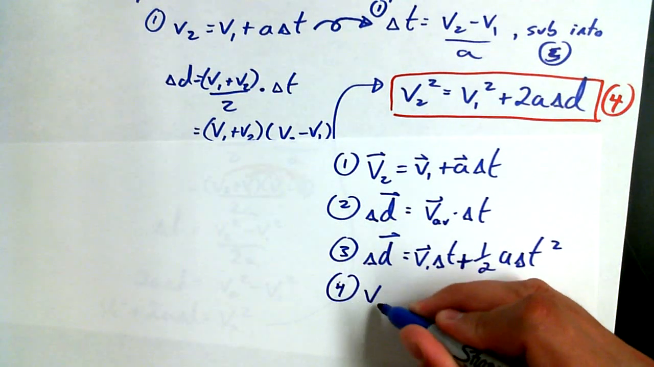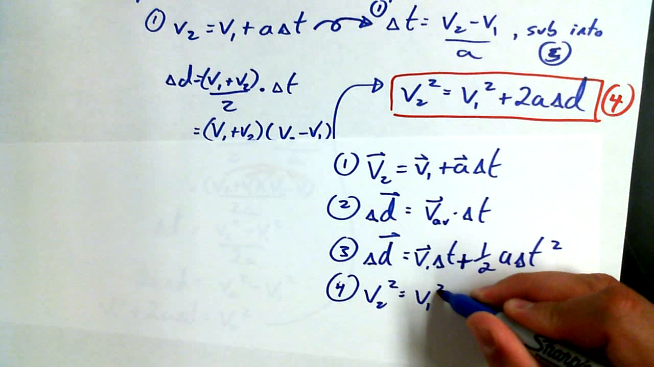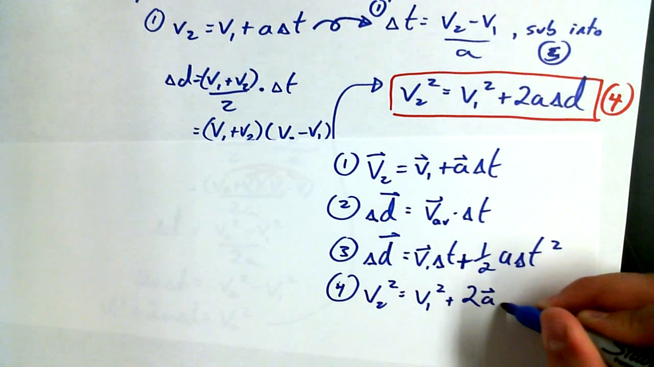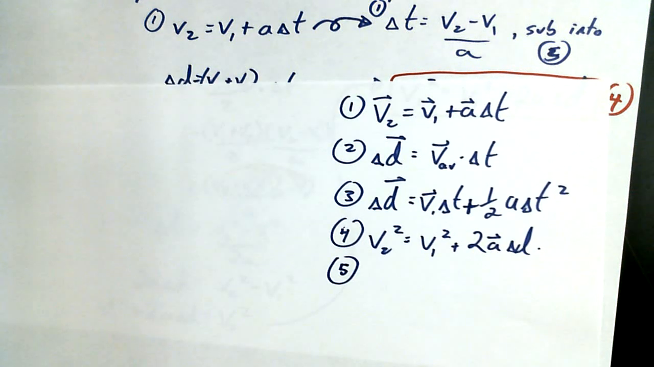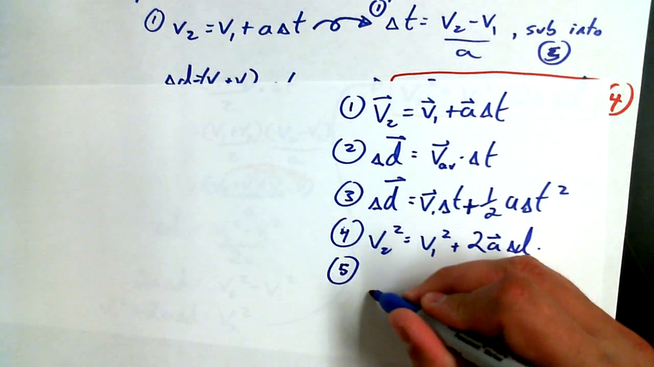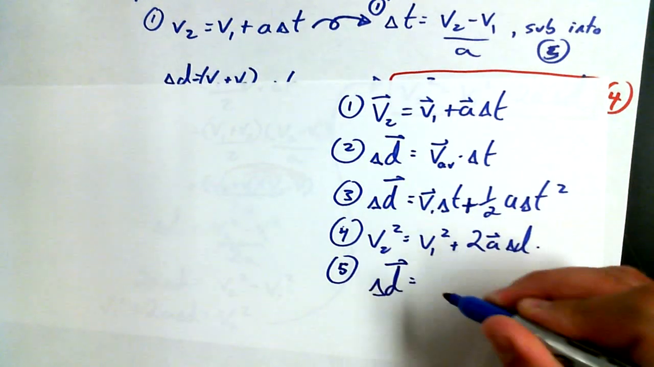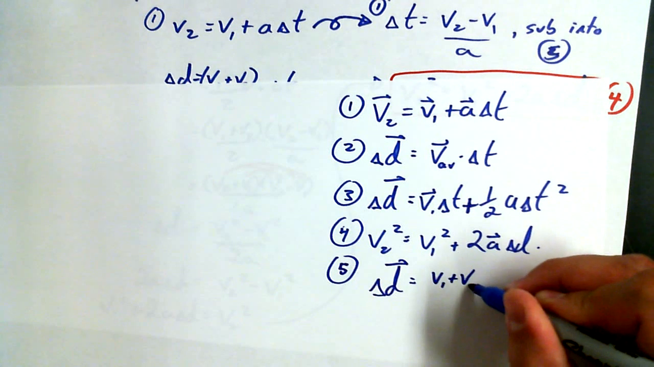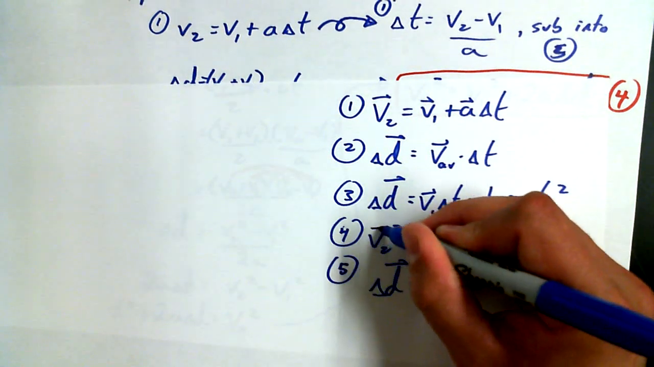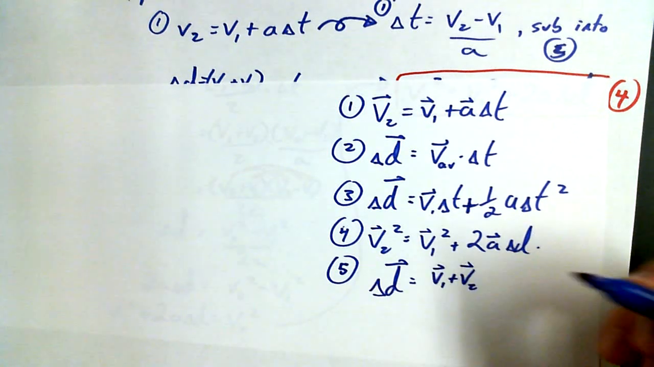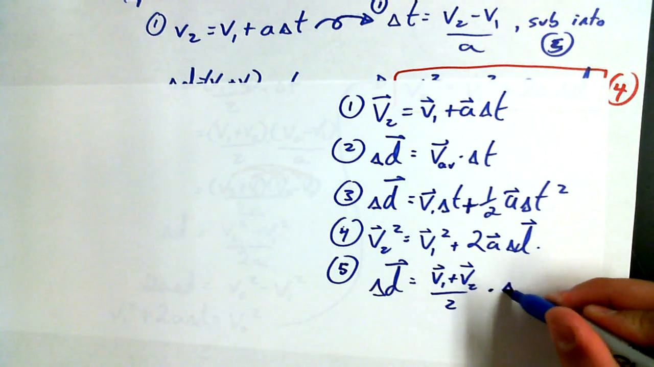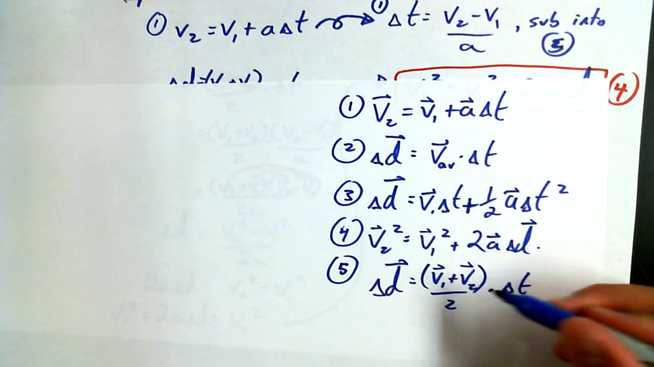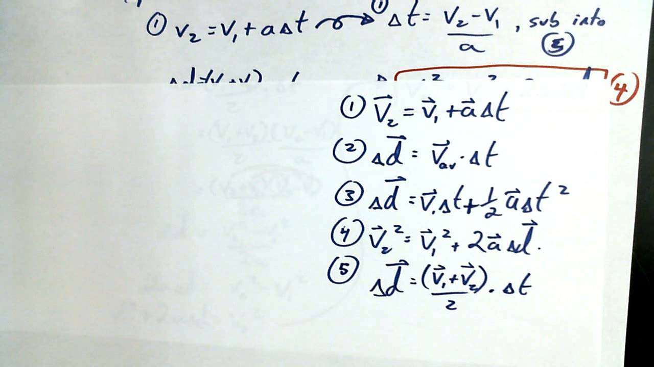Equation 4, one we just did, V2 squared equals V1 squared plus 2A delta D. And then equation 5, that one that we're kind of going to call a bonus equation because it's really equation 2, but recognizing that V average could be found another way, is delta D equals V1 plus V2 over 2 times delta T. I guess I should have arrows over top of those guys as well. And we could put brackets around that V1 and V2 if we wanted to. It's kind of overkill really though.